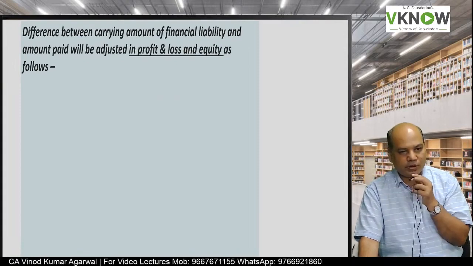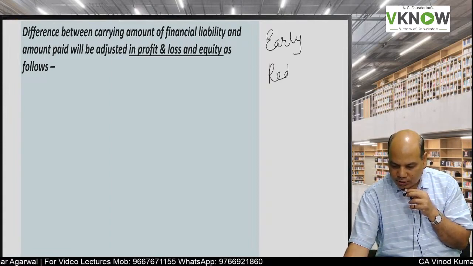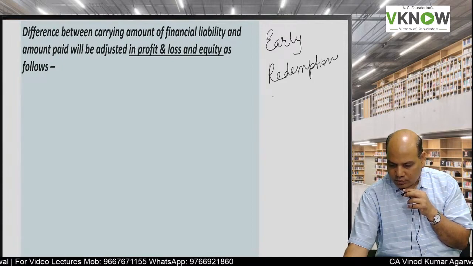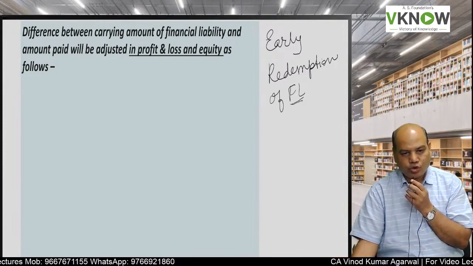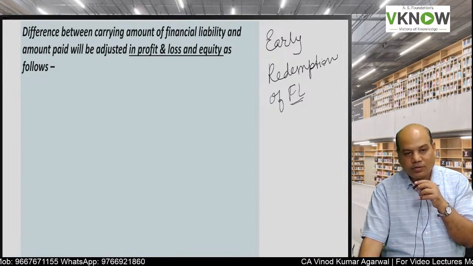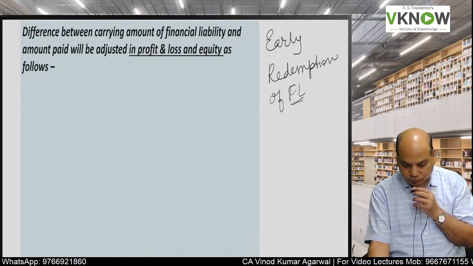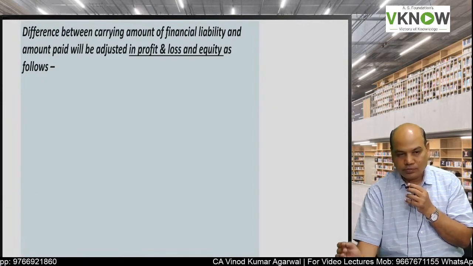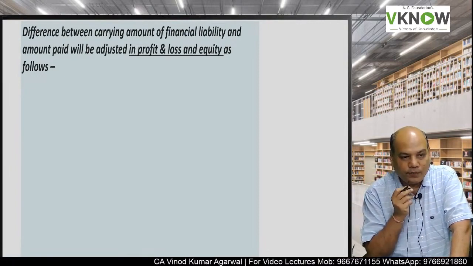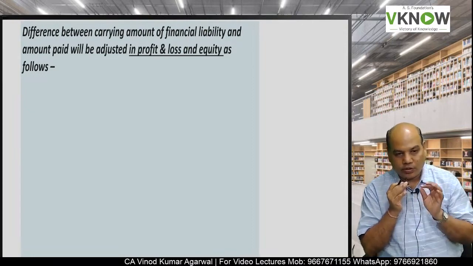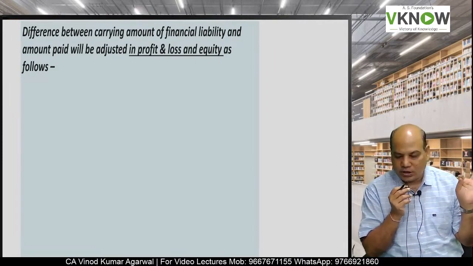Now we'll discuss the last part of the standard. Early redemption of financial liability. So usually the company may ask the holder that we want to redeem the financial liability before the due date. Now the question is, if it is a compound instrument, where the company decided to redeem it before the due date, how much amount will be adjusted in P&L account and how much amount will be adjusted in equity?